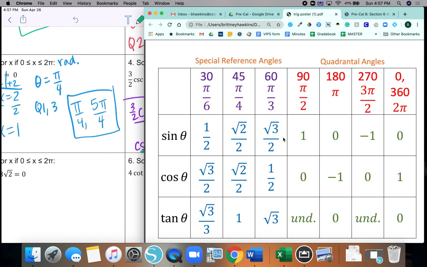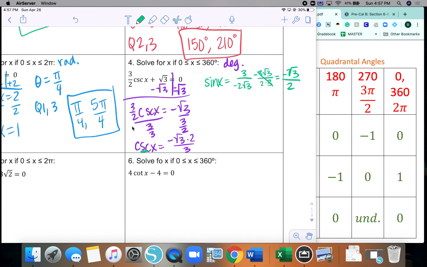So sine square root 3 over 2 is 60 degrees. And sine is negative in quadrants 3 and 4. So that would be 180 plus 60 and 360 minus 60. So 240 and 300.